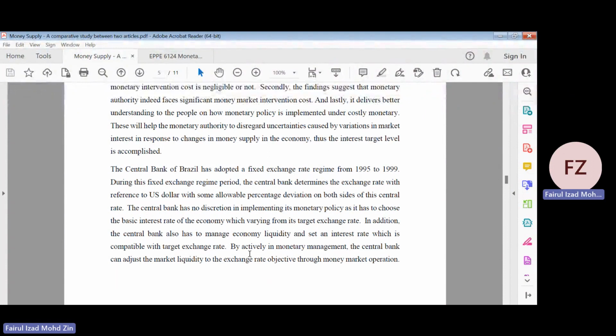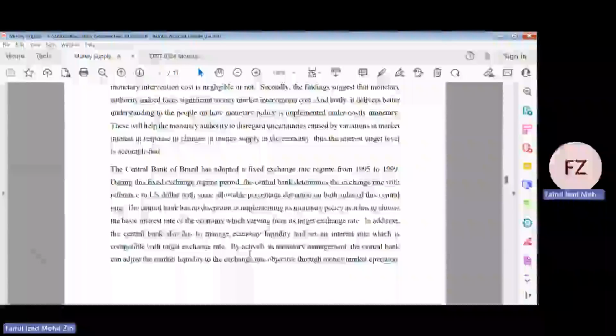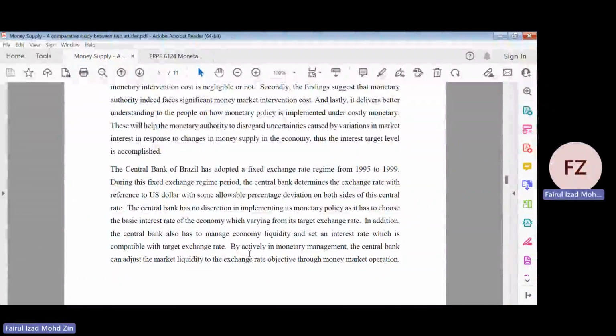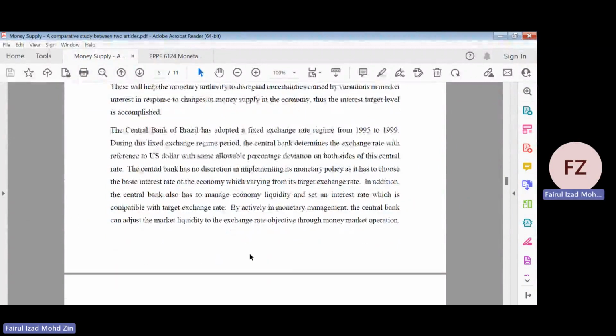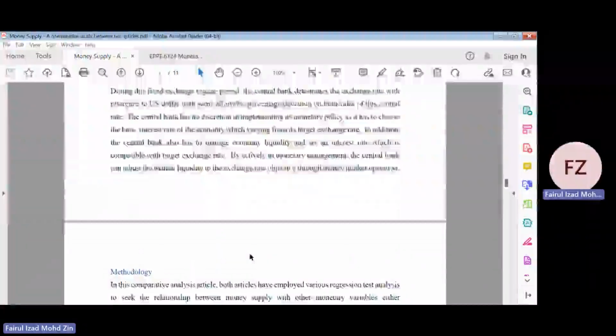In addition, the central bank also has to manage economy liquidity and set an interest rate which is more compatible with the target exchange rate. By being active in monetary management, the bank can adjust the market liquidity to the exchange rate just through money market operations.